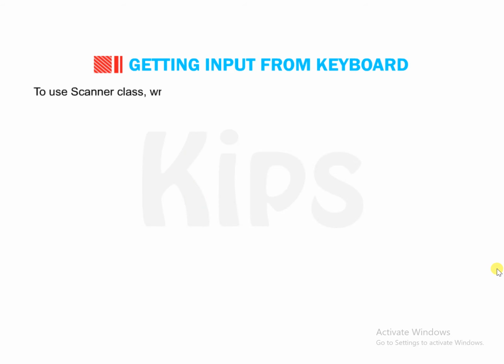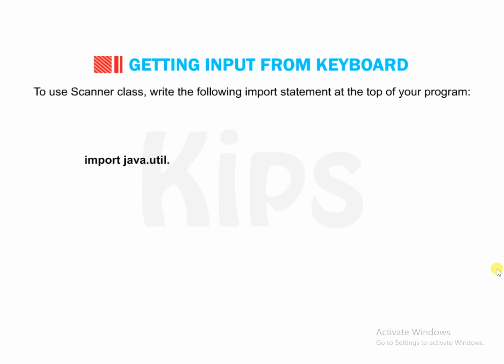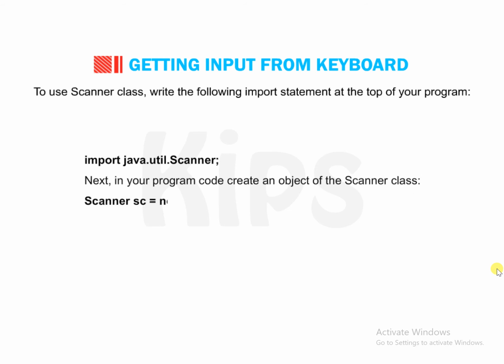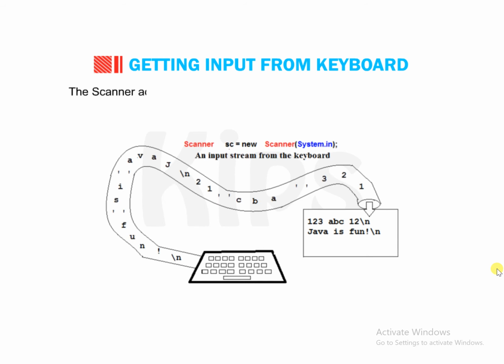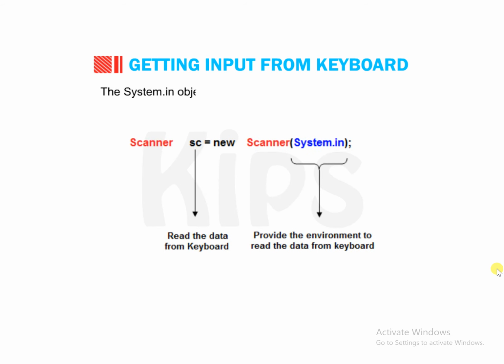To use the Scanner class, write the following import statement at the top of your program. import java.util.Scanner; Next, in your program code, create an object of the Scanner class. Scanner sc = new Scanner(System.in); This declaration creates a variable by using the new operator that represents a Scanner object. You can use any name for the object as desired. The Scanner accepts a parameter that indicates the source of the input. The System.in object represents the standard input stream.